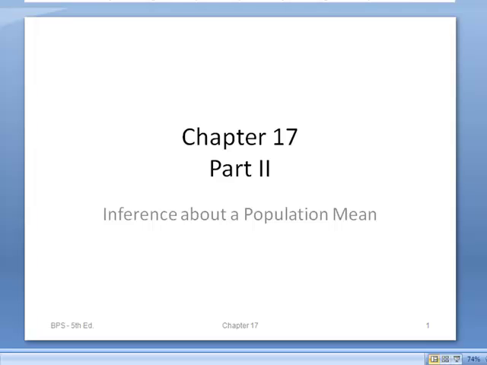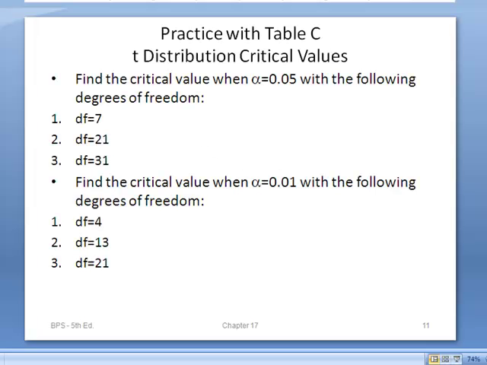Welcome back to Chapter 17. We're in Part 2, Inferences about a population mean when we don't know the population standard deviation. We're going to continue with a little review from the last time. I want you to find the critical values, but given to you in a different way.